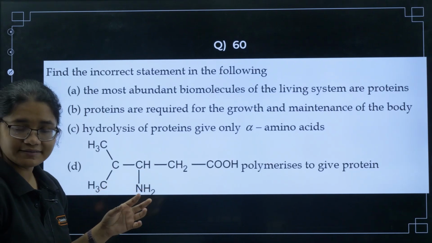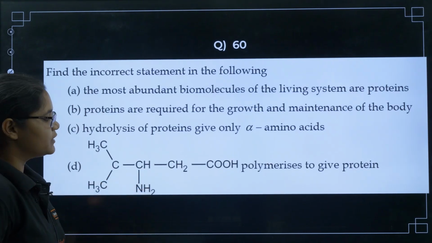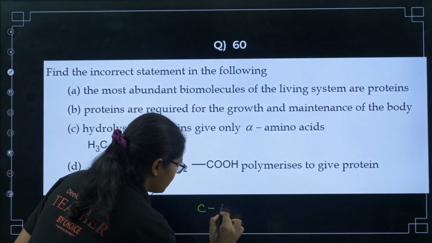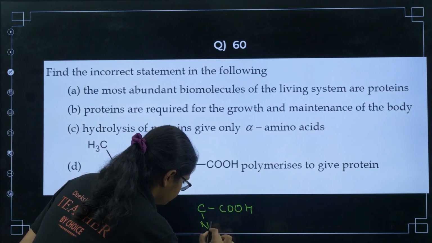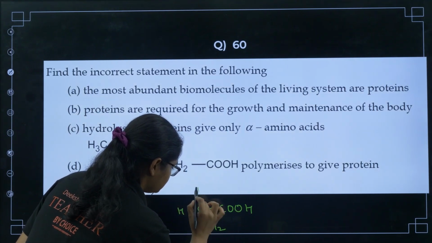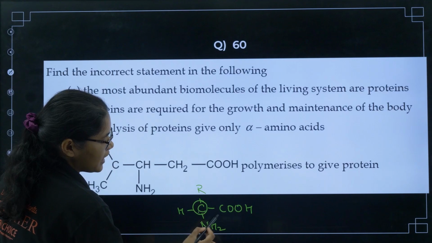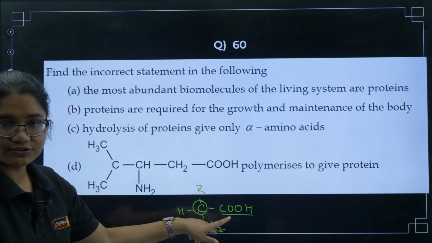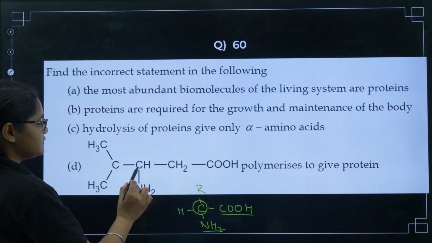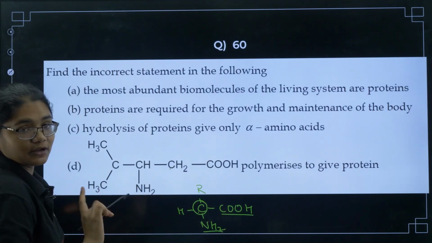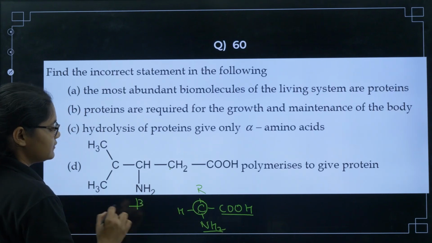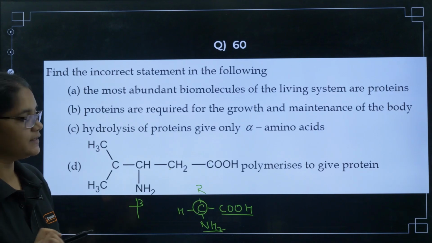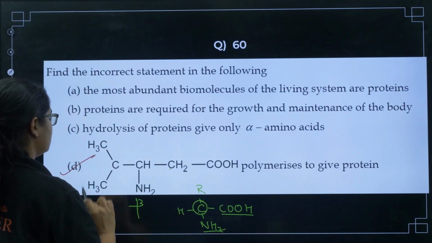This is amino acid, yes, but this is not an alpha amino acid. All the proteins are made up of alpha amino acids. Now what is the structure of alpha amino acid? Okay, so now this one, to this carbon we have COOH and NH2, right? To the same carbon both are attached. That is why this is alpha amino acid. But here you see, to the same carbon COOH and NH2 are not attached. This is a beta amino acid, and beta amino acid does not give you protein. Alpha amino acids give you protein. So that is why I have option number D here.